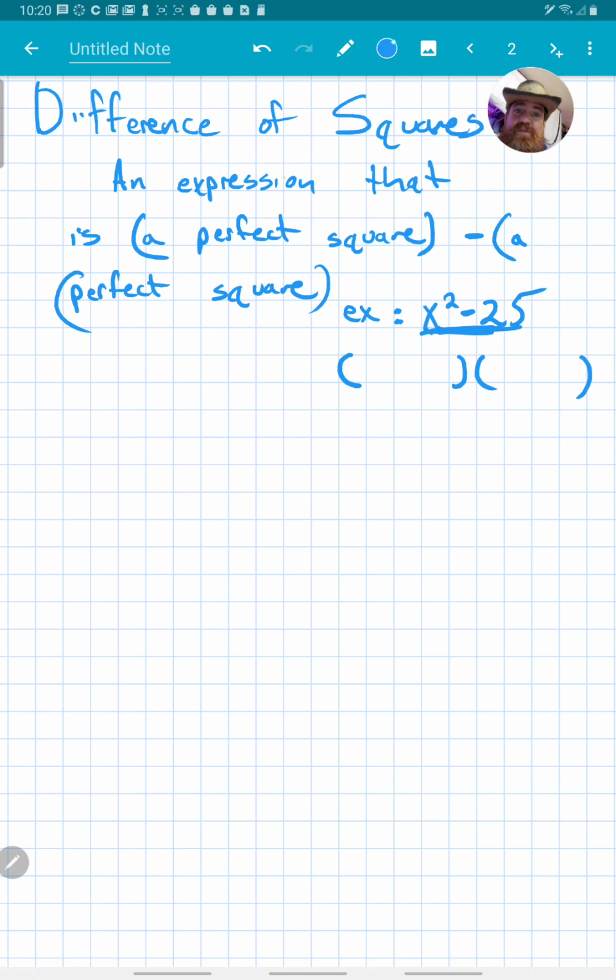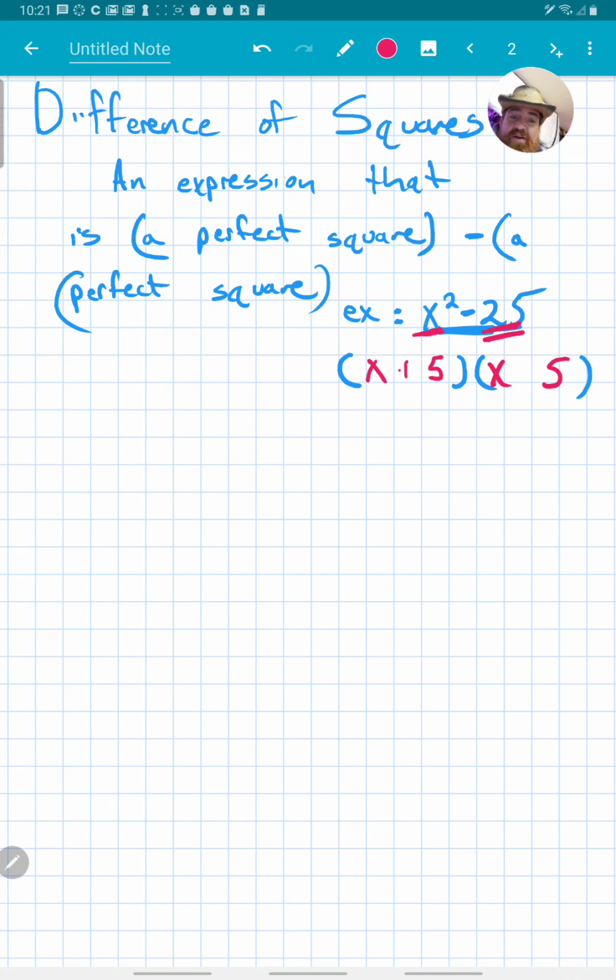Now the first term in each group is just going to be the square root of the first term in the original expression. In this case, x. The last term in each group is going to be the square root of the last term in the original expression. The square root of 25 is 5.